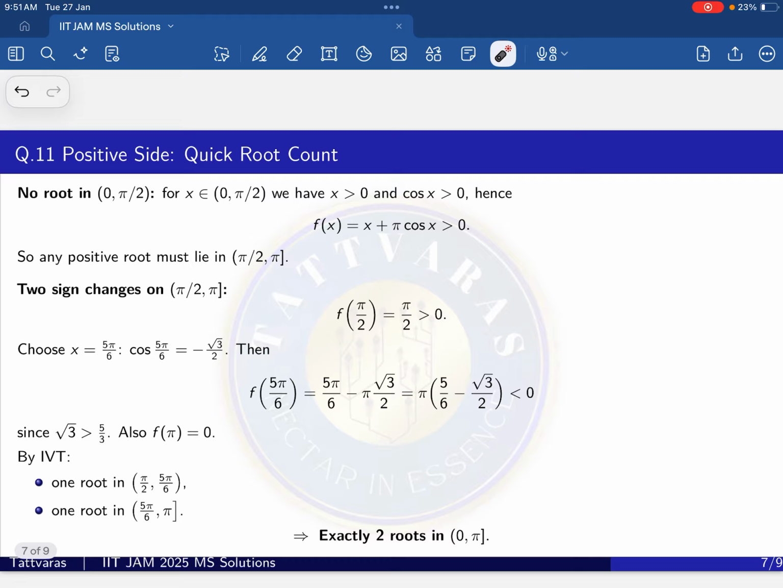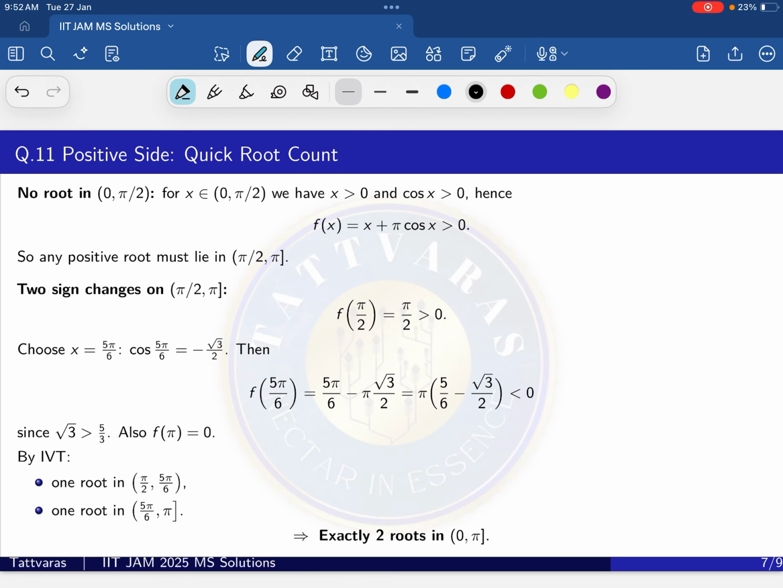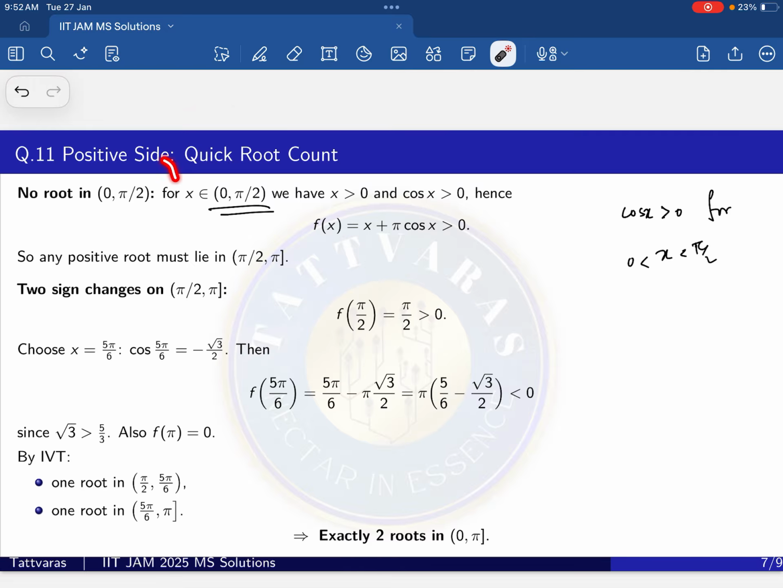Okay, now what about the other range? So we will now see for the range 0 to pi. Already pi is a root. We will see whether there is any intermediate root or not. Now if you think for x plus pi cos x, cos x here is greater than 0 for x less than pi by 2, greater than 0. So in this whole range, f x is a positive value because both components are positive. Now that means there is no chance of any root lying in 0 to pi by 2.